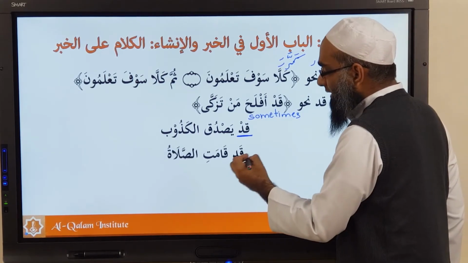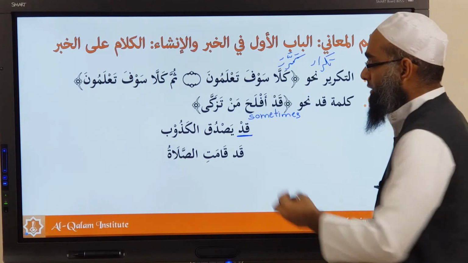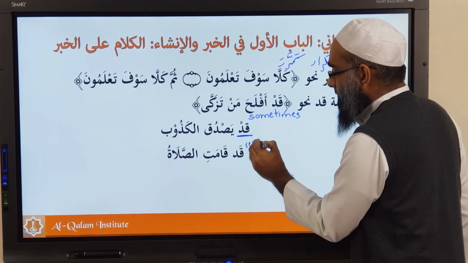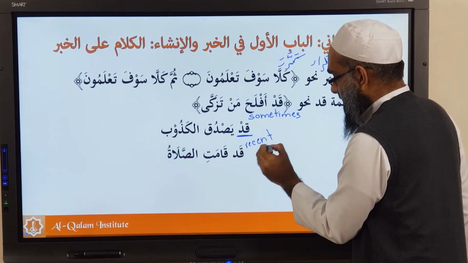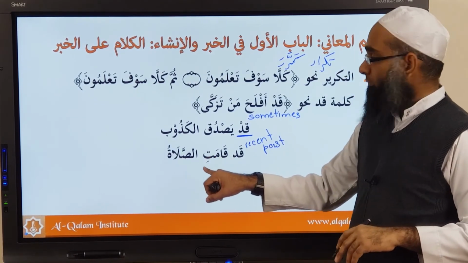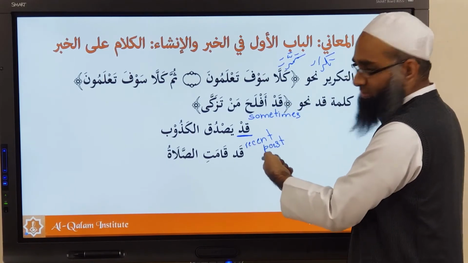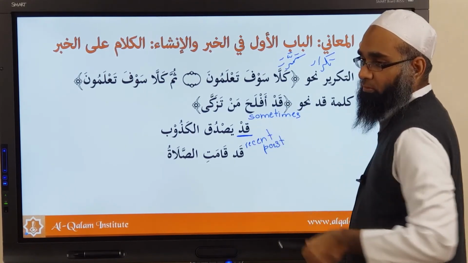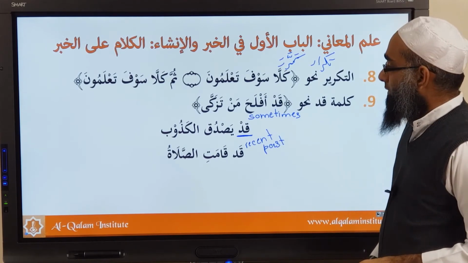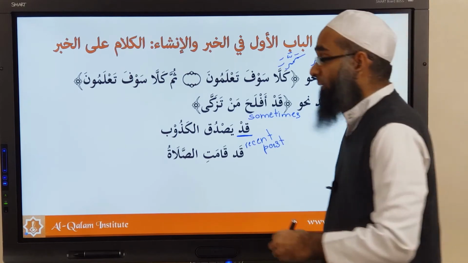Another use of qad is not for emphasis, but to show that the action has just taken place, to show the recent past. That one goes in Madi, doesn't it? But when qad comes in Mazi, it can have emphasis and it can also have the recent past meaning. You can't have sometimes in a Mazi. No. Mudhari can also have the emphasis meaning as well.